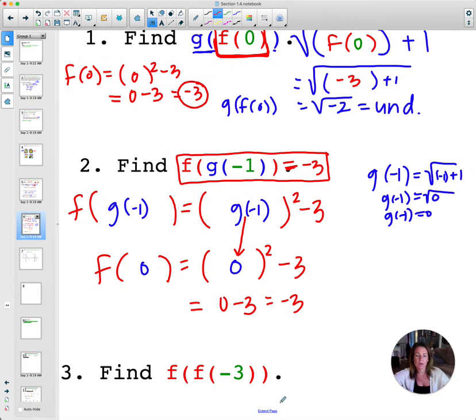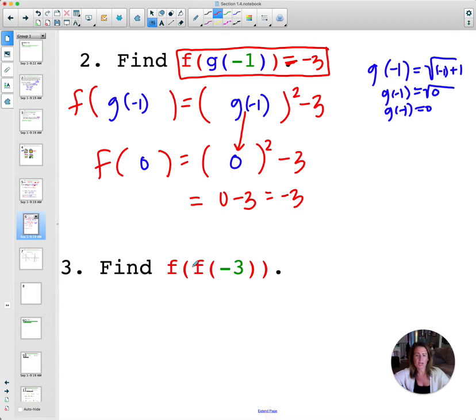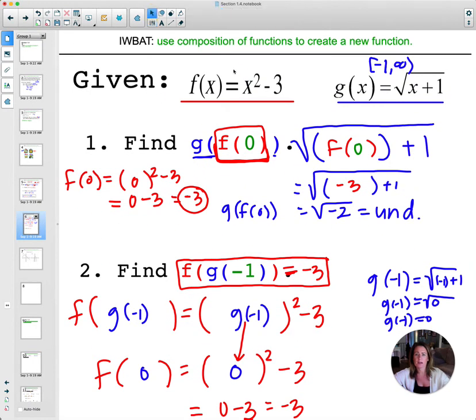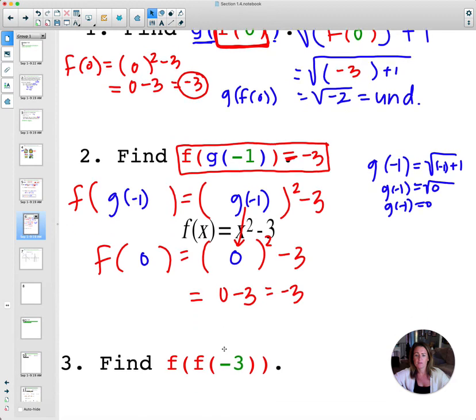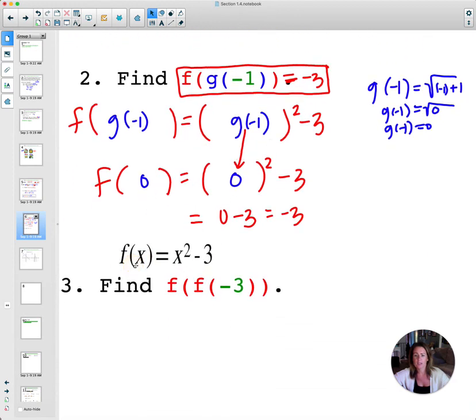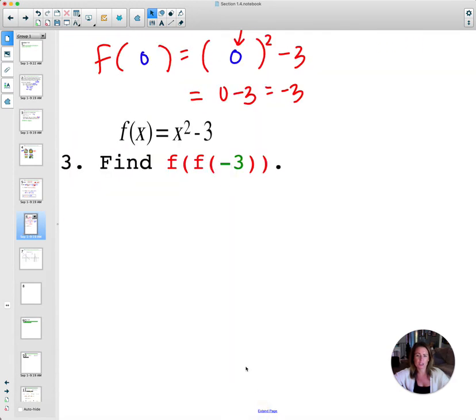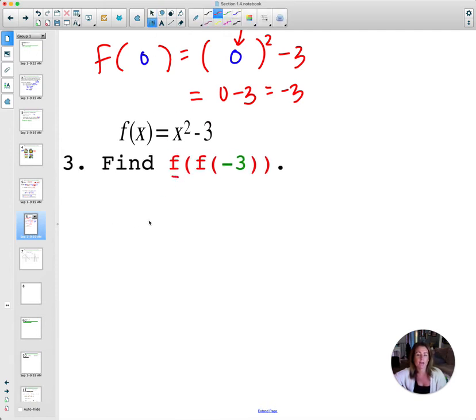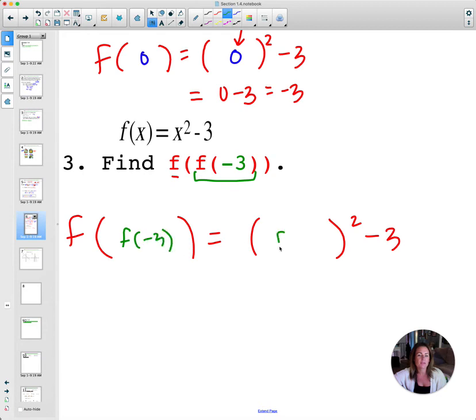Okay, one more. This time we're just doing f of f of 3. So let me pull this f function down here for us, because we're just going to plug into the f function twice. I'm going to again take this outer function and write it down. The f function is something squared minus 3. And what we're plugging in is f of negative 3 into there.